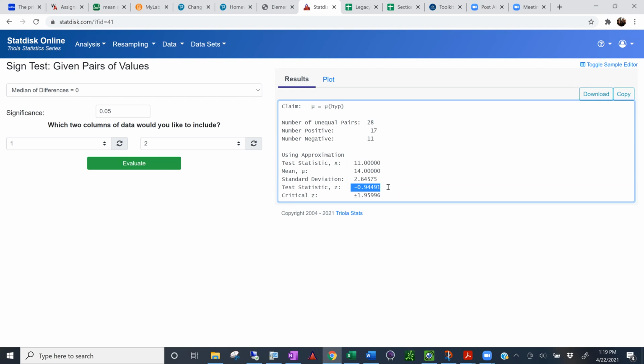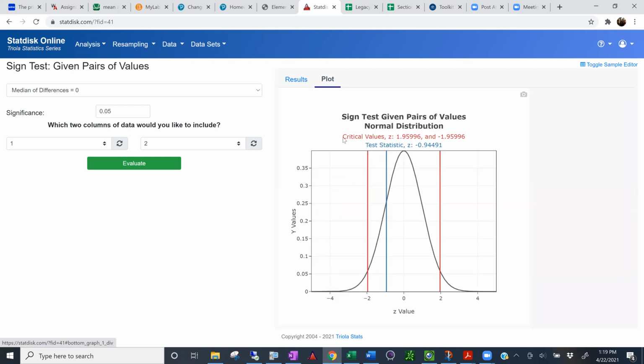So where does that fall? Well, you can plot it out in your mind if you want to think about the critical values, but it's a little easier just to look here. The critical values are in red, and the test statistic is in blue. So what's our decision here based on our test statistic? Are we going to reject H naught or fail to reject H naught?